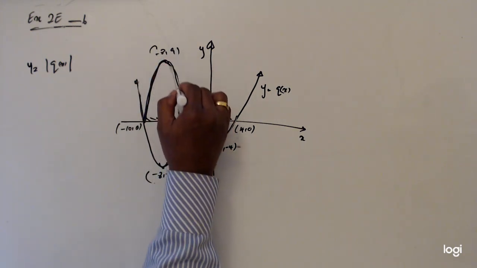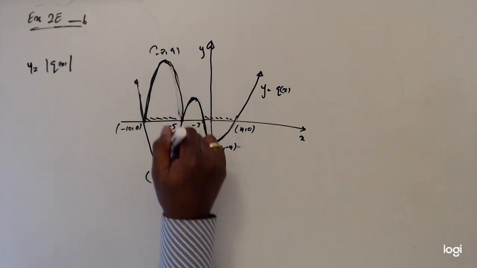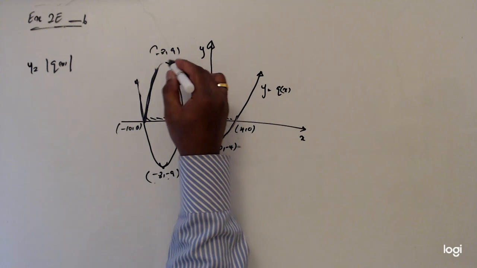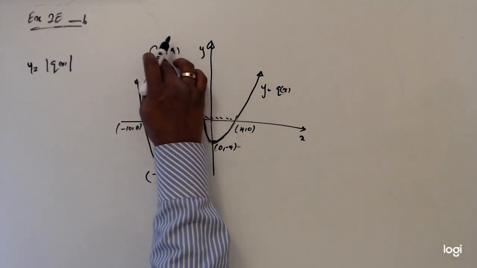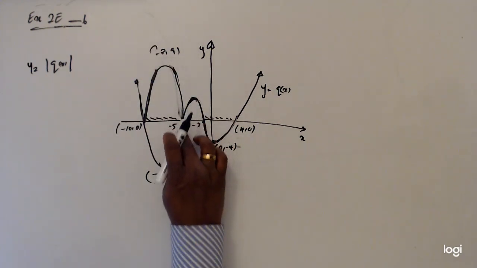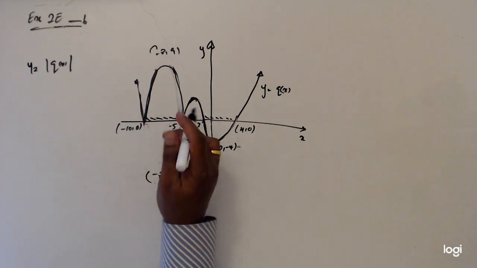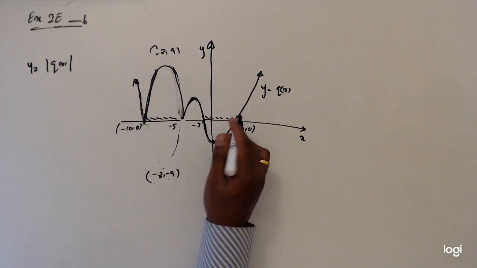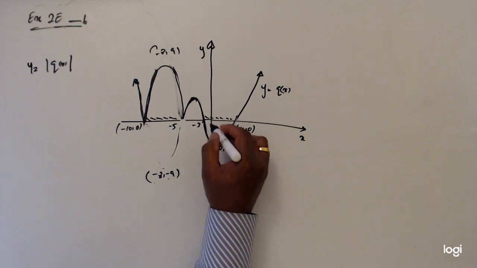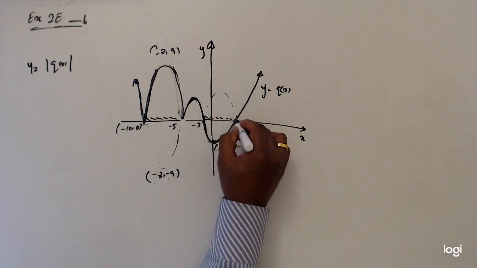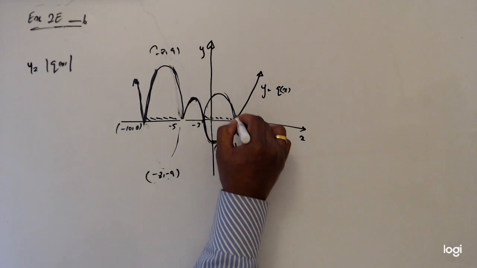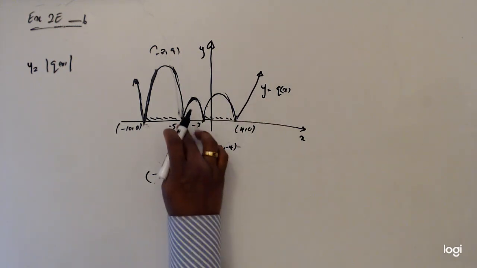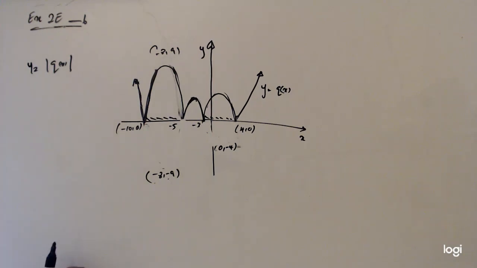So this is the mirror image of this one. So I'm deleting this one, and then I want to delete this one. So mirror image is going to be like this. So this is y equal mod qx graph.